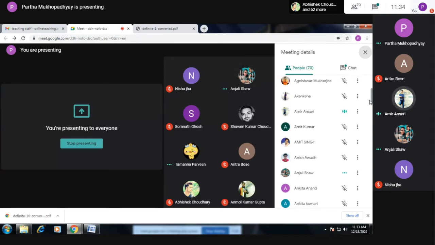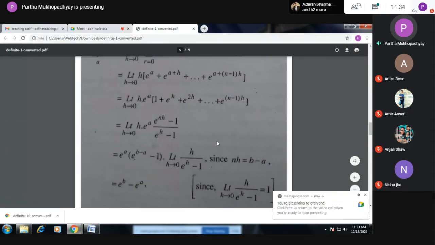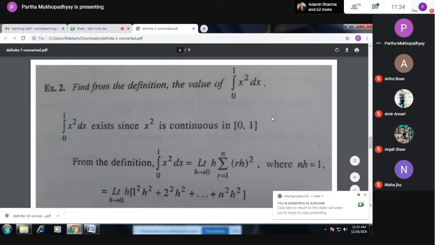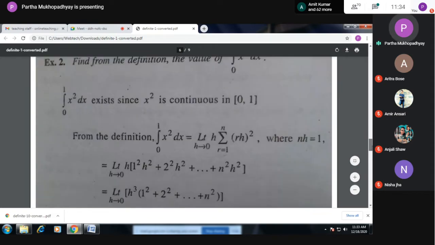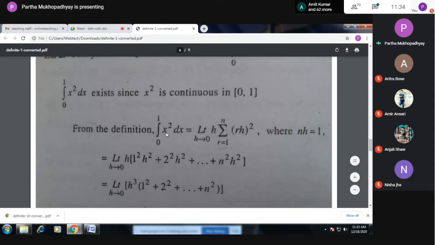No, sir. Okay. Then we are switching to the next problem. Same problem, same thing, just the function is different, so our technique may differ. It will be the integral from 0 to 1 of x square. X square is obviously a polynomial function, continuous in 0 to 1. So f of a plus r h, that will be (a plus r h) whole to the power square. Now the first term a is equal to 0, so that will be only (r h) whole to the power square.